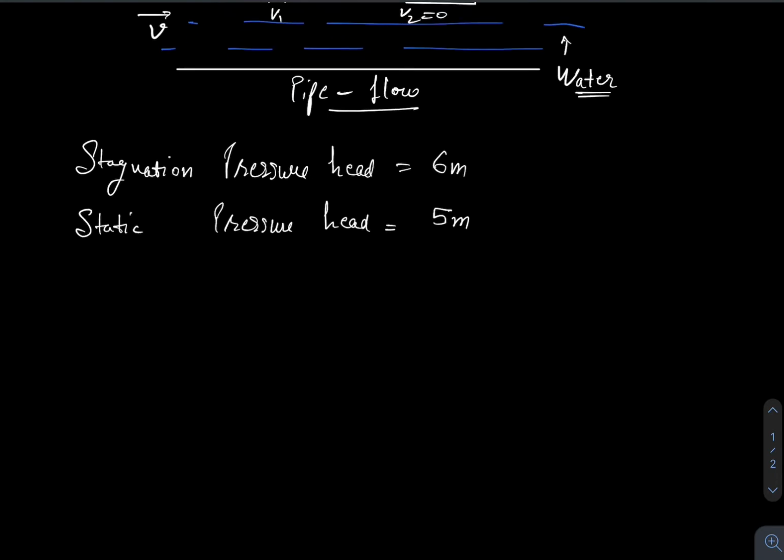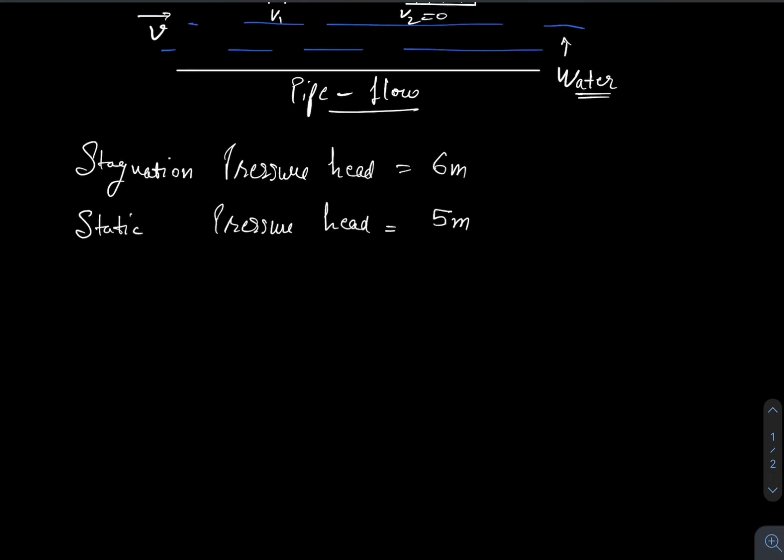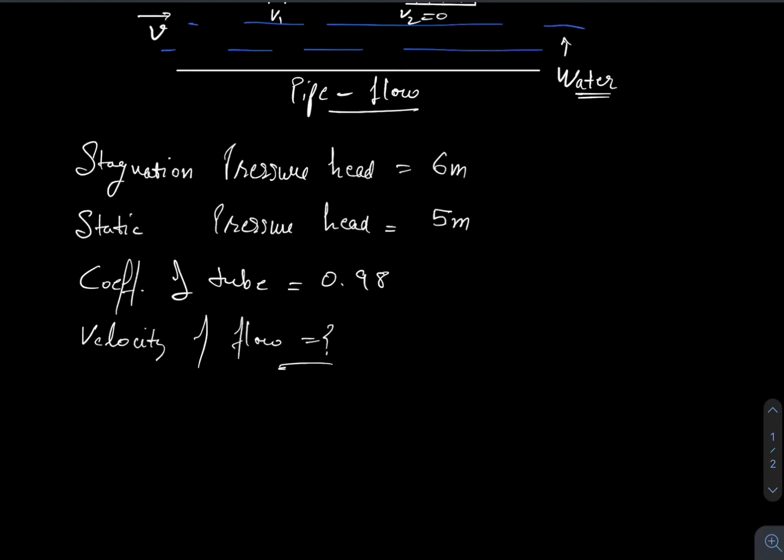And what else is given to us? Coefficient of tube is 0.98. Fine. We have to calculate the velocity of flow. Velocity of flow. This is something that we need to calculate.